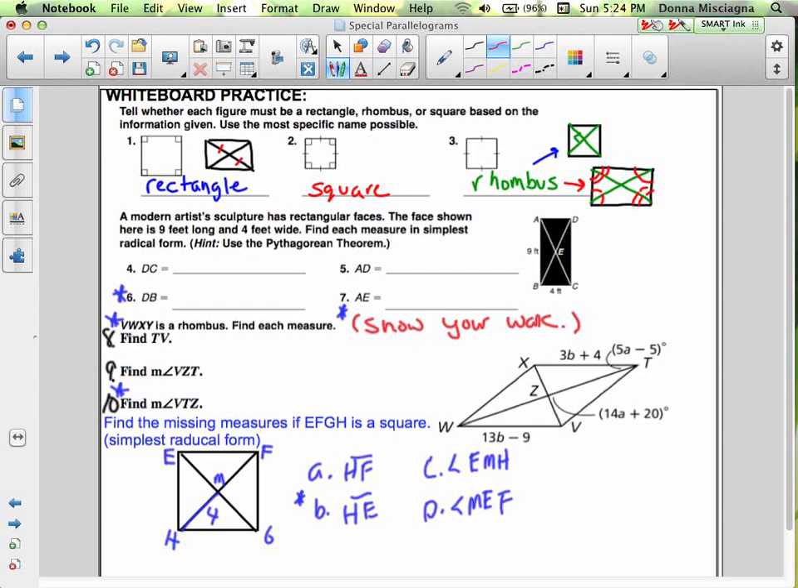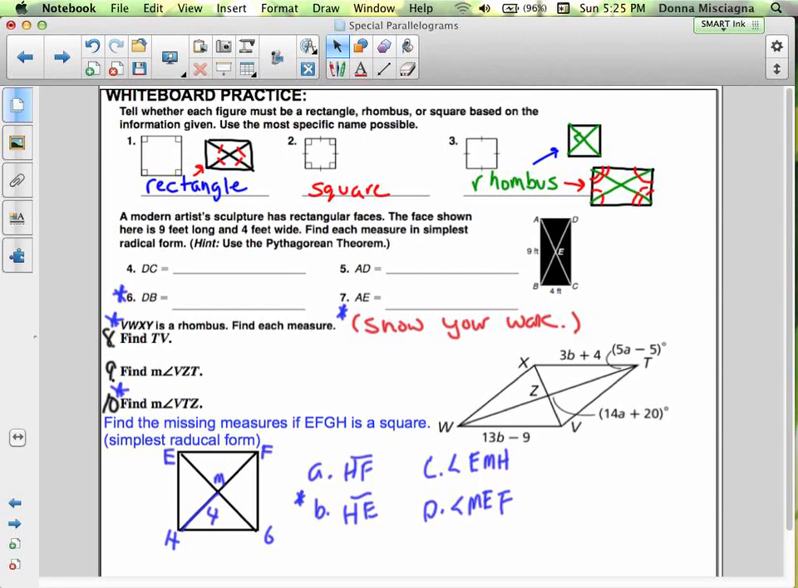But if I say this one is also bisected, and not only are the diagonals bisected, but the diagonals are congruent, it has to be a rectangle. Right? Because only a rectangle has two bisected diagonals that are also congruent. The bisected diagonals, remember, was a way to prove it was a parallelogram. A parallelogram with congruent diagonals is a rectangle.